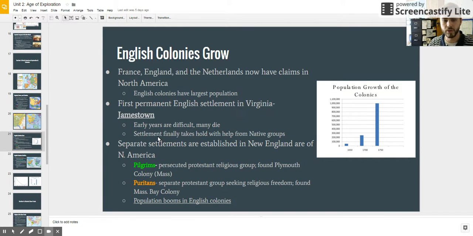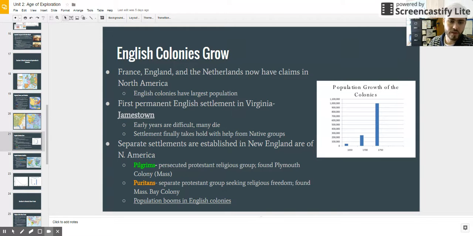It was very difficult. Many people died. The settlement finally takes hold, but only through help with the native groups, which is surprising because thereon after they won't have very good relations with those Native American groups. But early on, it was really only because of those native groups that they were able to survive the harsh winters without knowledge of how the land works, without knowledge of the modern farming technology in North America.